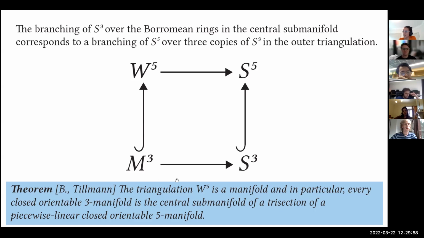So down here, this line over here, this is corresponding to the branch covering of S3 over the Borromean ring. So here is our 3-manifold, which is our central 3-manifold. And then upstairs here, we have the corresponding 5-dimensional outer triangulation of S5. And we're branching over 3 copies of S3, each corresponding to one of the components of the Borromean rings to give us this 5-manifold. So this is our result with Stefan Tillmann. The triangulation W5 is a manifold, and in particular, every closed orientable 3-manifold is the central submanifold of a trisection of a piecewise linear closed orientable 5-manifold.